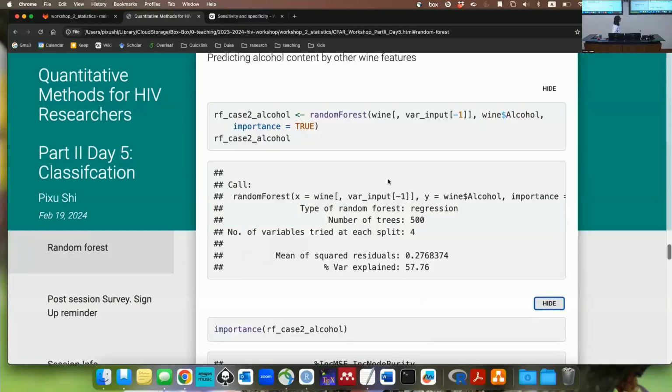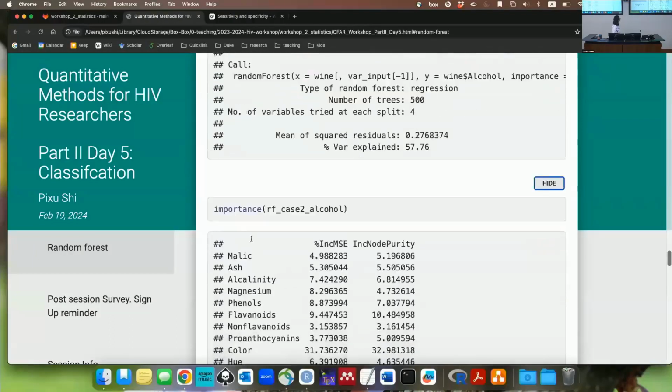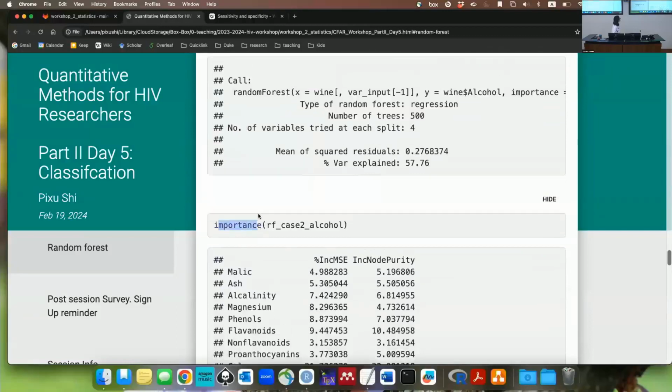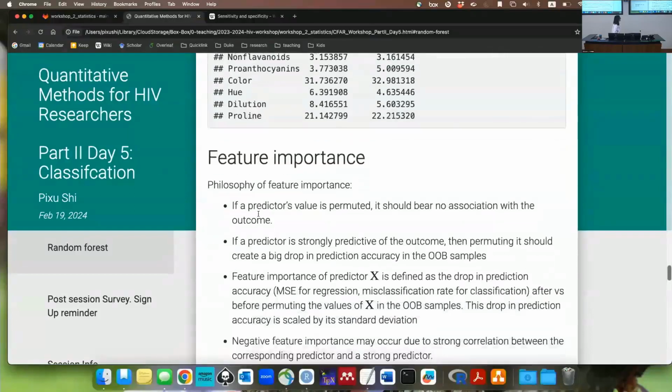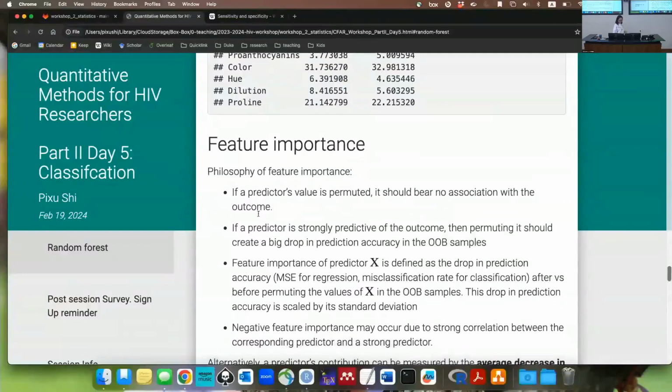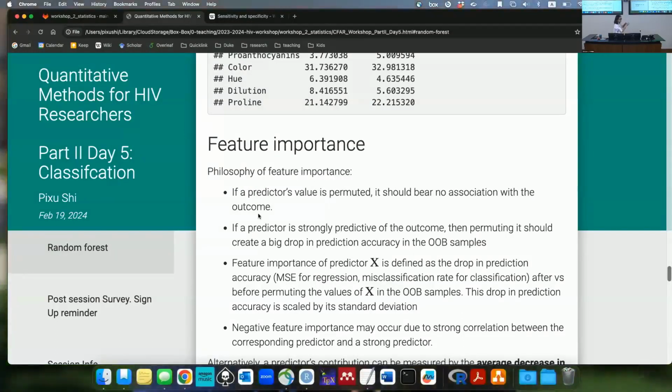And up until now we've been talking about prediction, but if you want to know which predictor contributes more, then it's obtained through this feature importance. So what is the feature importance? The philosophy of feature importance is that if you shuffle the value of a predictor, then it's just noise, right? And it should have no association with the outcome. And if a predictor is very strongly associated with the outcome, then shuffling it should make the prediction much worse.